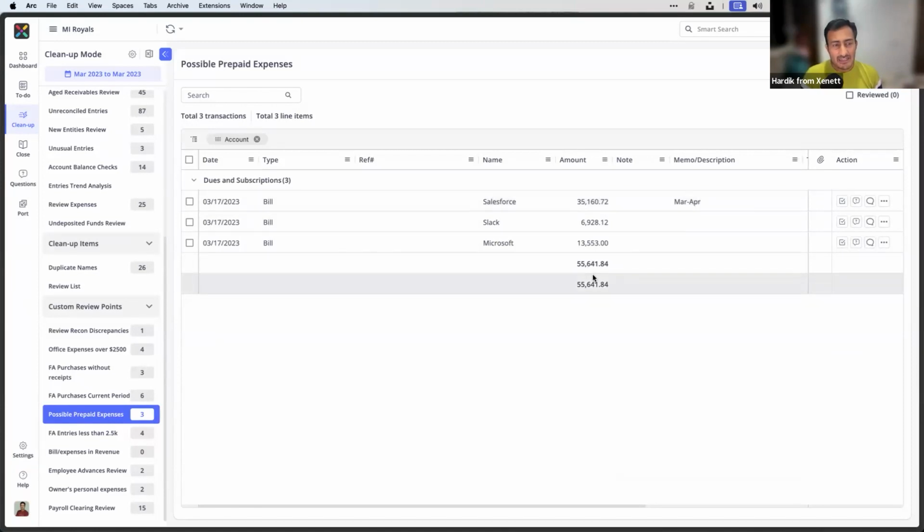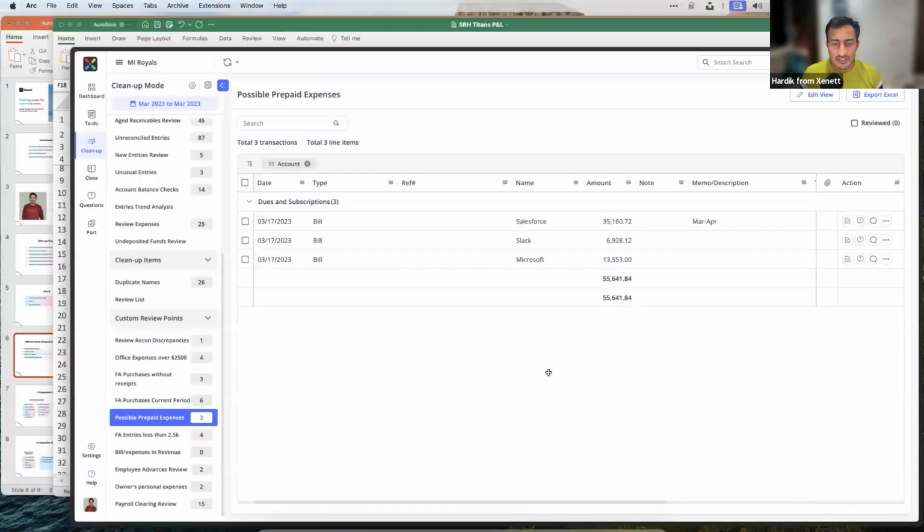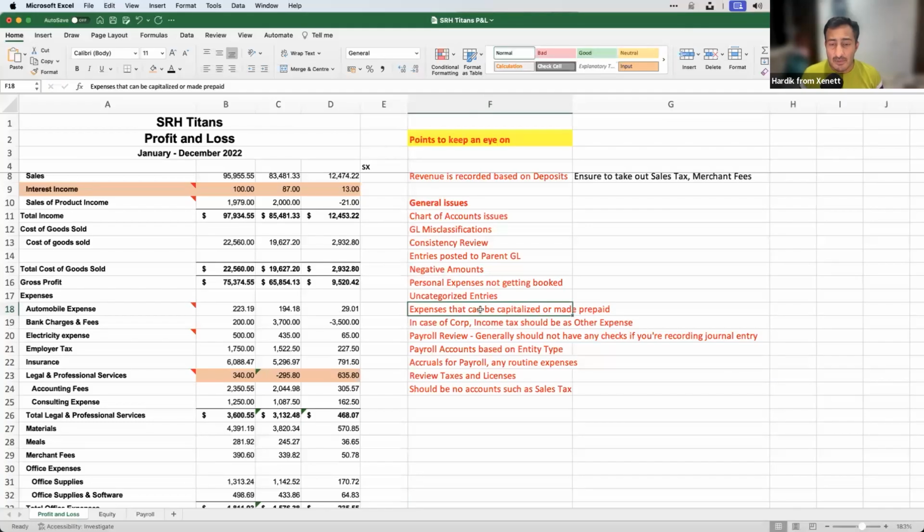So what I've done is select certain accounts like software subscriptions, advertising, rent or insurance. And if we see any amounts in there, we specifically keep an eye on whether it's for multiple periods. And if it is, then we have to make sure that we make the prepaid adjustments accordingly. All right, so this is one thing that we keep an eye on with these kinds of accounts.